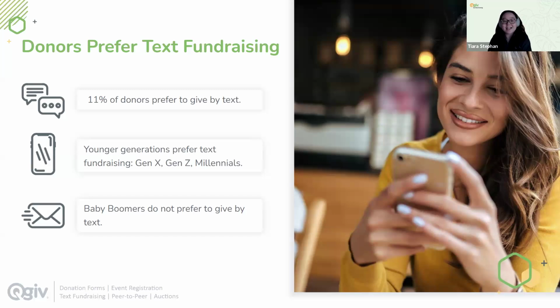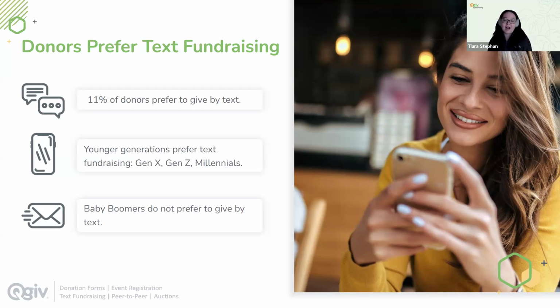And baby boomers tend to not prefer text fundraising. So stick to traditional methods to engage them, like direct mail and phone calls. Now, that's not to say that baby boomers have no experience with text giving. According to Giving USA, 87% of baby boomers use a smartphone or tablet, and 27% of baby boomers have had experience giving via smartphone or tablet.